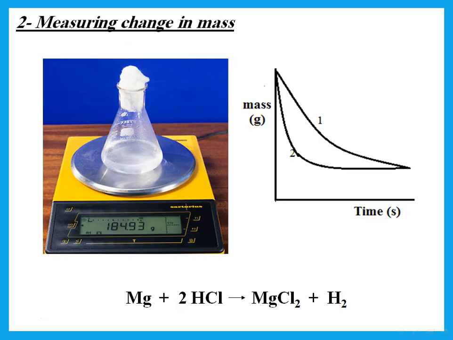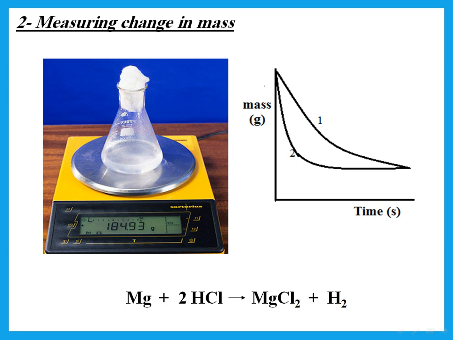Another method of following the rate would be to measure the change in mass. And this also is for an experiment that gives out a gas. So of course, if I put the reaction on a balance and it is giving out a gas, the gas escapes. That means that the mass will decrease. So if he says, why is the mass decreasing? Because a gas, whatever gas it is, is escaping.